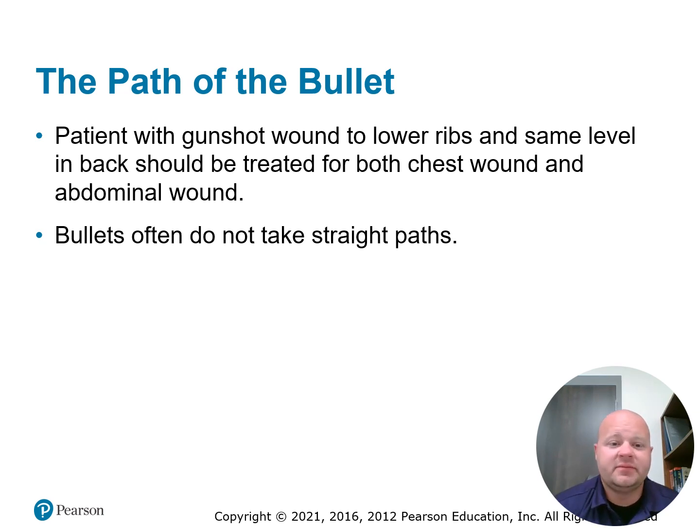So the path of the bullet. A patient with a gunshot wound to the lower ribs and the same level in the back should be treated for both a chest wound and an abdominal wound. Bullets do not often take straight paths. They can be deflected by bones, trajectory, depending on the type of round that's being used. We have no way of knowing.